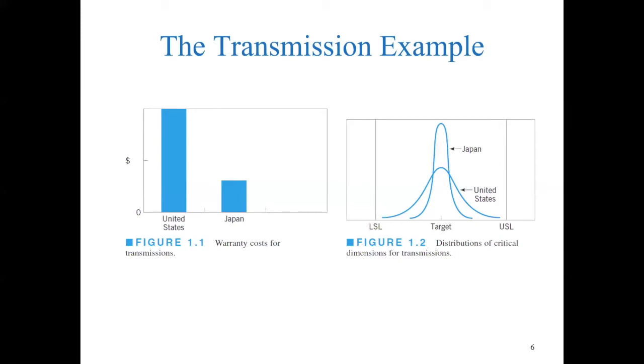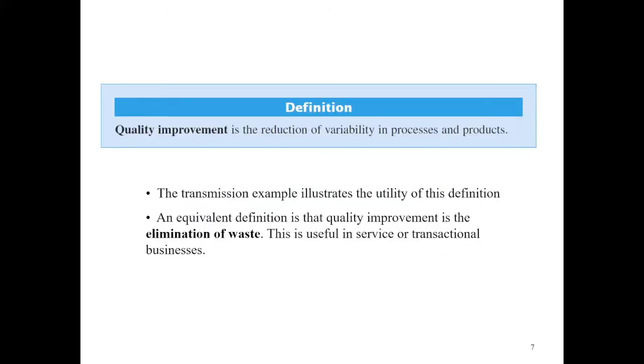And so having higher variability in your process would cause more parts that are outside of this limit. And so the objective of quality improvement then becomes to reduce this variability. And as we can see, if we reduce the variability, we eliminate waste and we improve the quality.